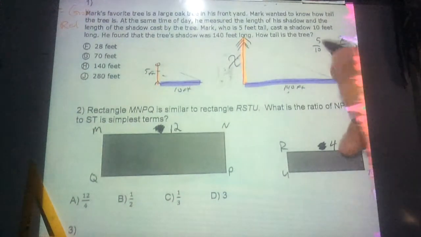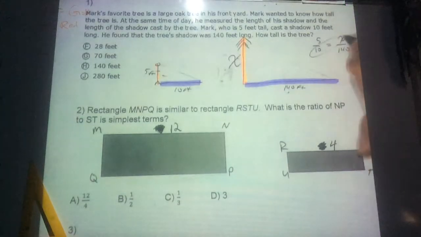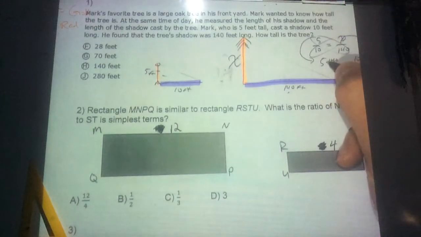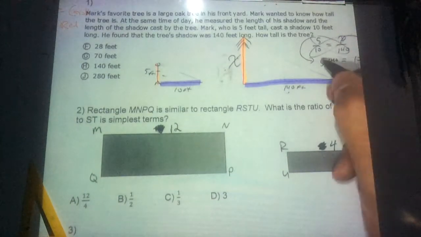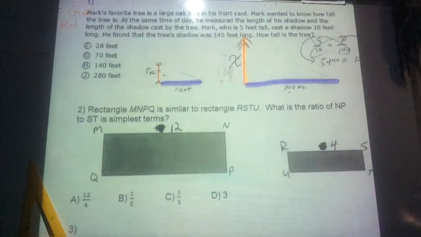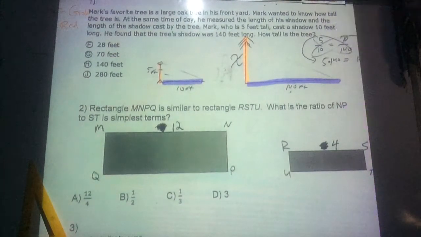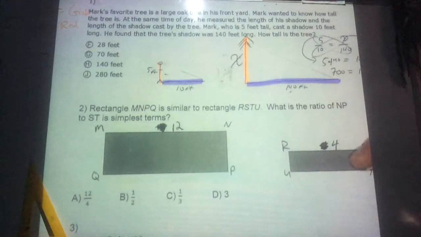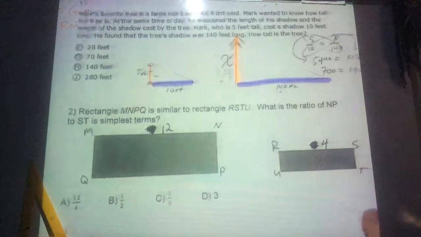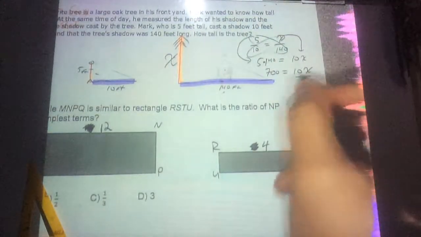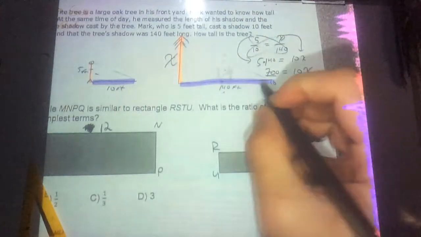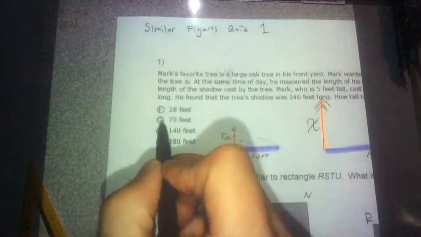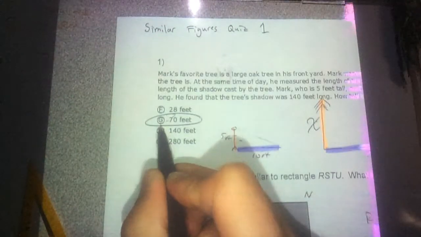So we've got 10x, multiply these, and then cross multiply these, 5 times 140. So 5 times 140 is going to be 700, which is equal to 10x. I'm sorry, I'm not doing this on the screen. Now I divide both sides by 10, and x is equal to 70. So the answer here is B, or I'm sorry, it's probably going to be B on your Scantron, but G, 70 feet.